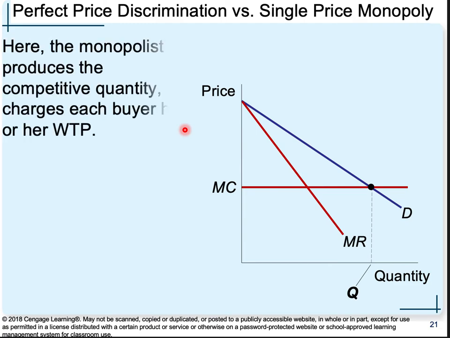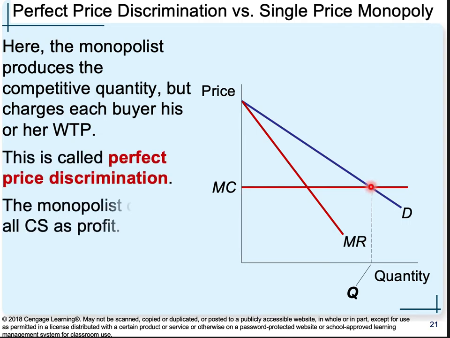So here, the monopolist produces the competitive quantity, but the price that they charge is each buyer's willingness to pay. So here, this is the quantity they're going to produce now. This is perfect price discrimination. So again, we're not talking about competitive. We're just going to produce at their demand curve. So now, this whole portion, the monopolist captures the consumer surplus as profit too.